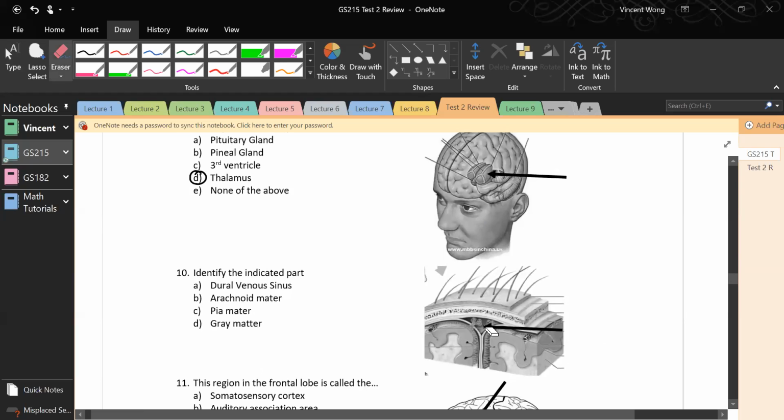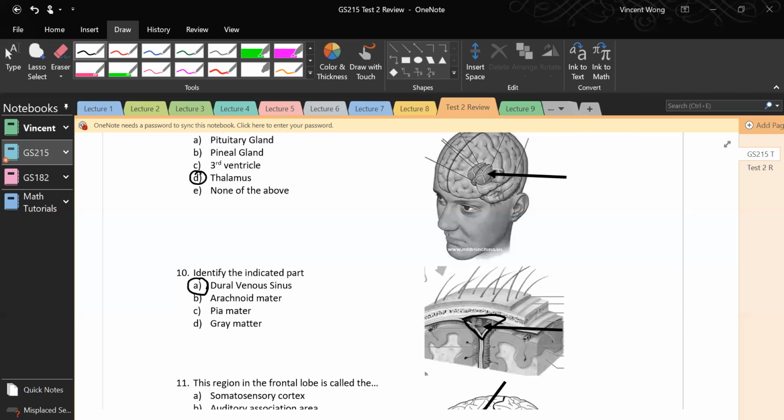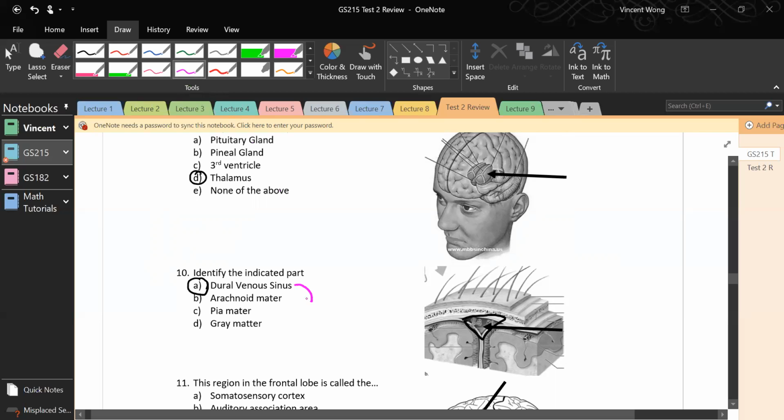This is a frontal section of your head, also taken from your study guide. And this opening here, this little triangle, that is the dural venous sinus. The dural venous sinus is formed when your two layers of dura mater separate. And the function of the dural venous sinus, in case you forgot, is to drain CSF.